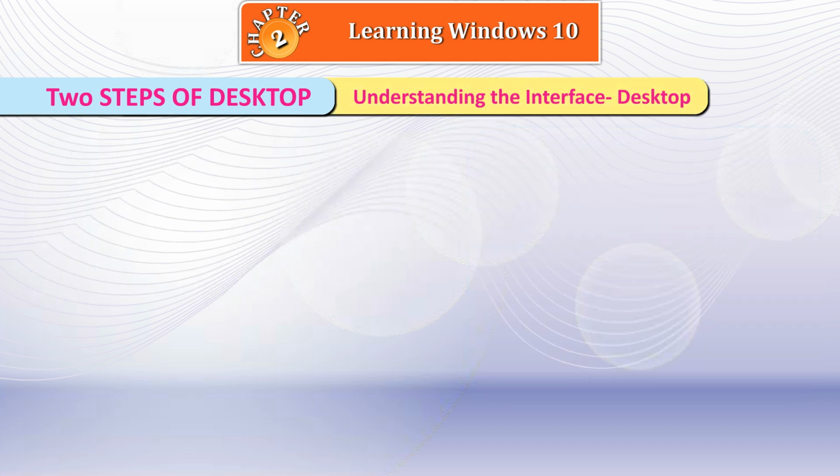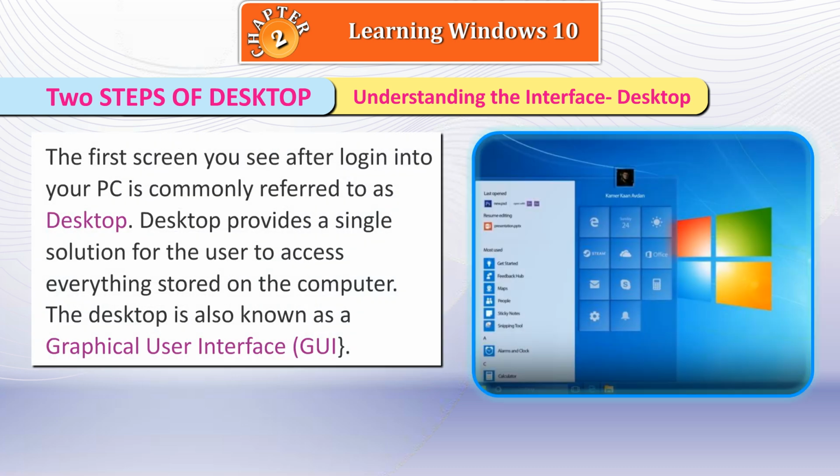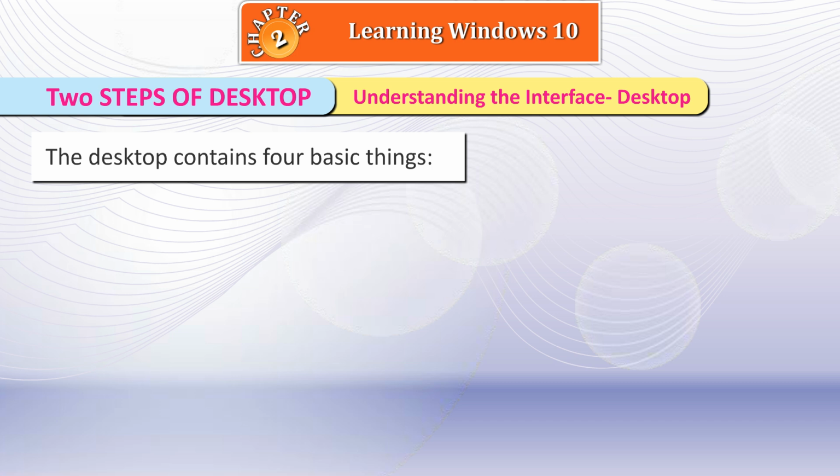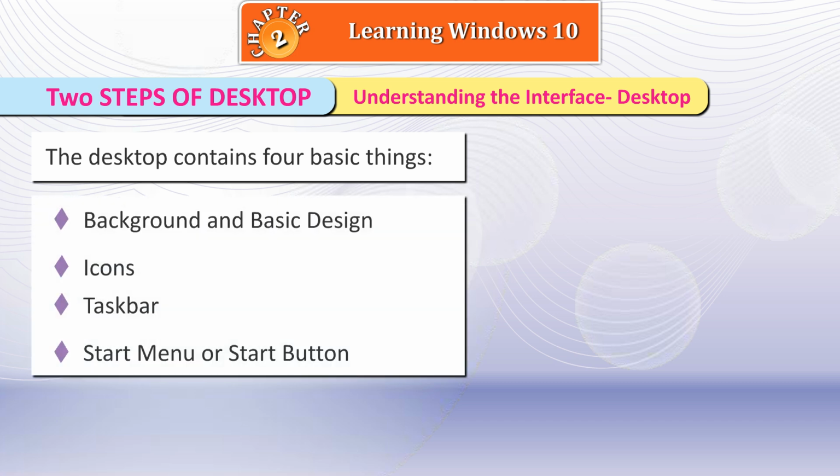Understanding the interface, desktop. The first screen you see after logging into your PC is commonly referred to as desktop. Desktop provides a single solution for the user to access everything stored on the computer. The desktop is also known as a graphical user interface, GUI. The desktop contains 4 basic things: background and basic design, icons, taskbar, start menu or start button.